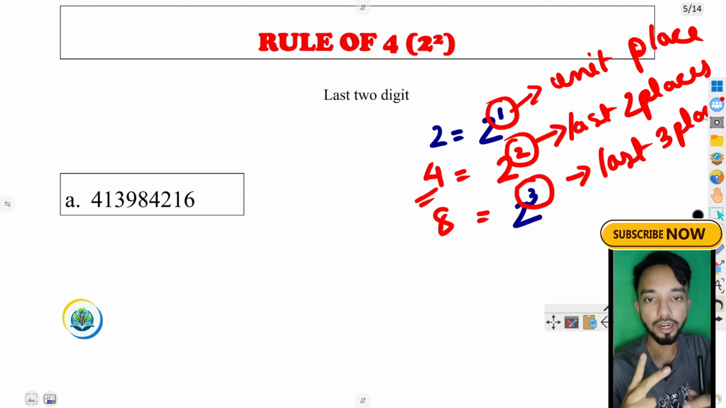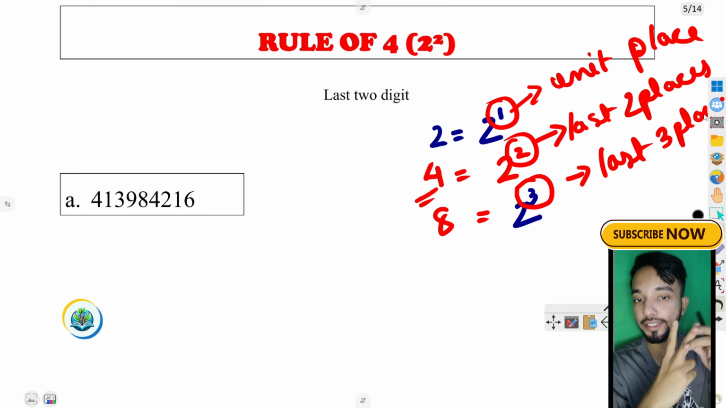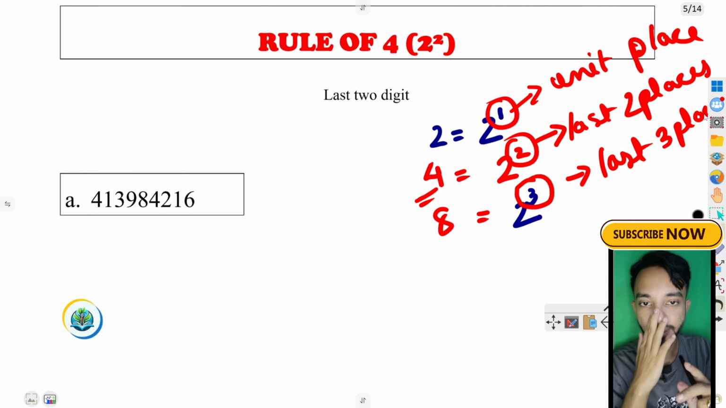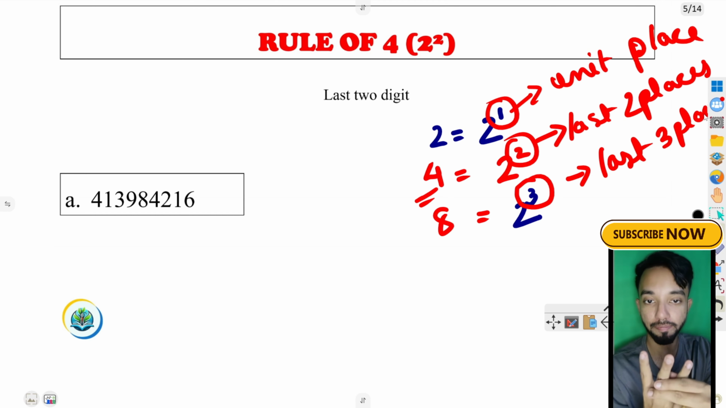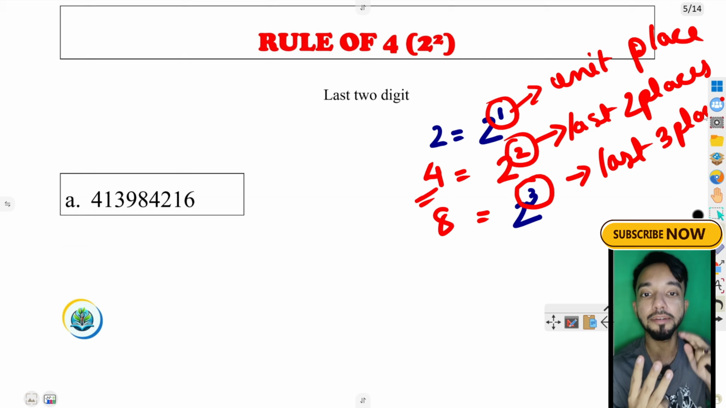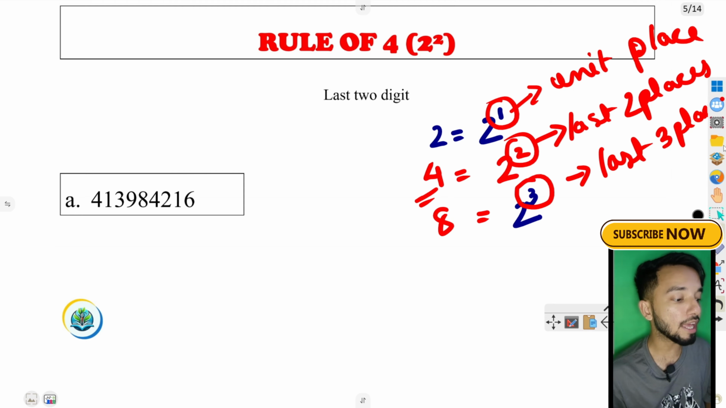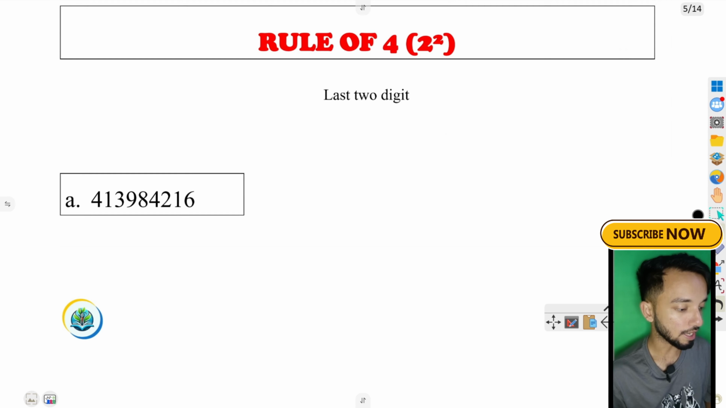For the rule of 4, we need to check the last 2 places. If the last 2 places are divisible by 4, that means the entire number is divisible by 4. And for the rule of 8, we need to check the last 3 places of the number. If these 3 digits are divisible by 8, that means the entire number is divisible by 8. Let us understand this with the help of an example.